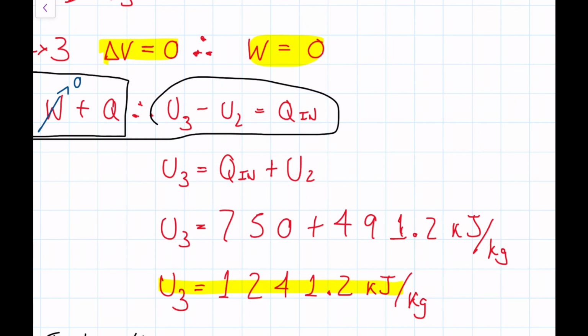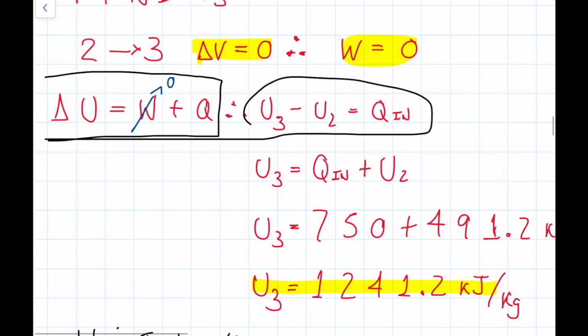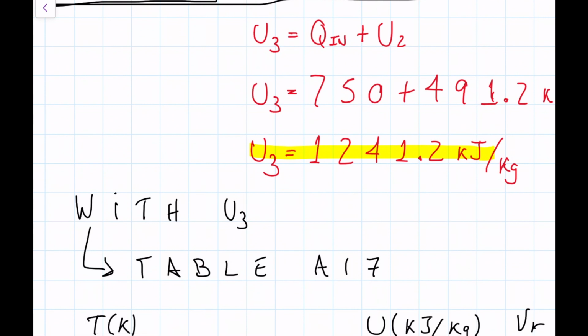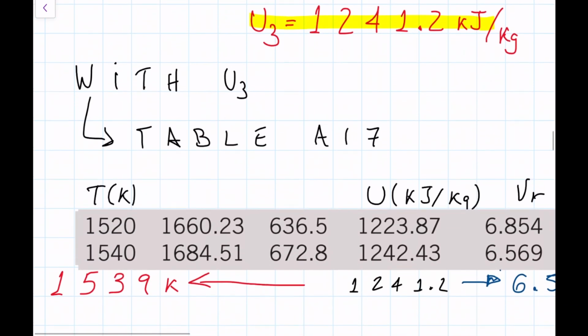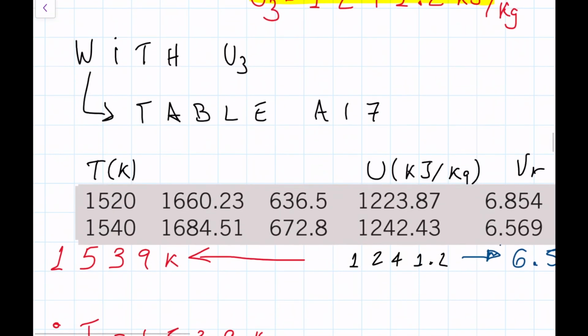So I can use this to find all these properties that are related to temperature. Okay, so now let's first grab T3, which is what we're after. From the table, I can use this information to go straight to the table. So I go with U3, go to table A17, and I copy pasted the table here.